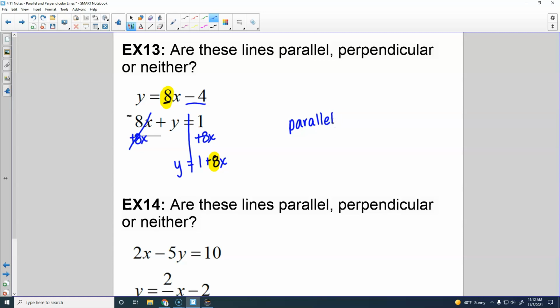Okay, and if you think about it, slope tells you how steep lines are. So if two lines are never going to touch, they have to have the same steepness, right? Because even if they're off just a little bit, then they're eventually going to touch.